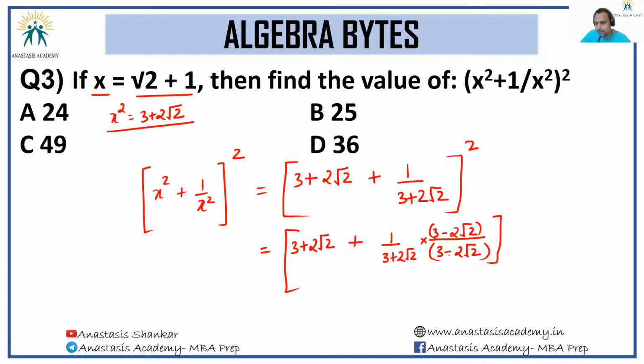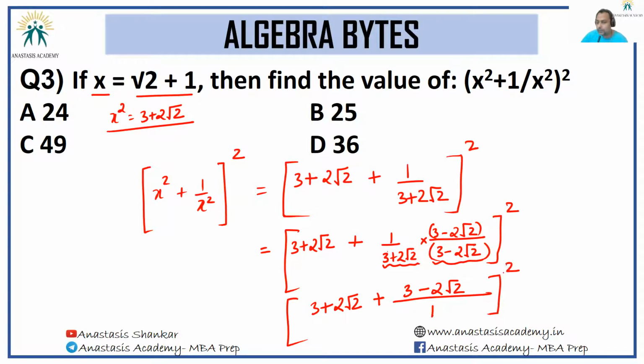We are simply trying to rationalize the right hand side, this whole square. The denominator here will turn to 9 minus 8 or is as good as 1. So effectively, see the denominator here, this into this. A plus b, a minus b. So 3 square minus 2 root 2 whole square is 9 minus 8, 1. So what we are left with is 3 plus 2 root 2 plus 3 minus 2 root 2 divided by 1 whole square.